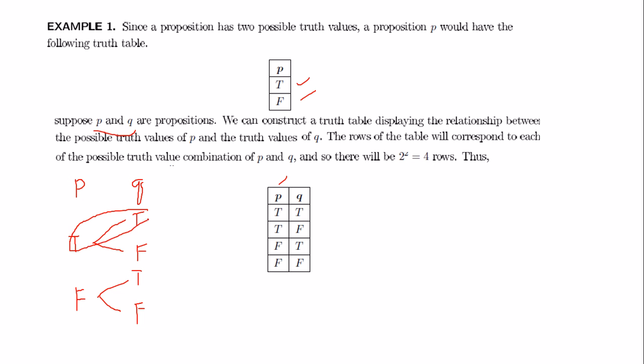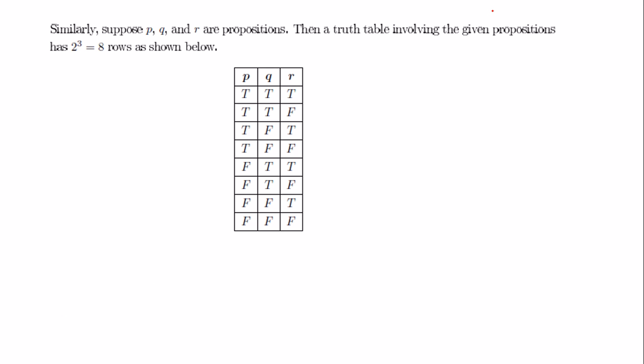True, true. Then true, false, false, true, false, false. But if you have your own style, then you can use it. Now, what if we have three propositions, P, Q, and R? Again, P, Q, R.